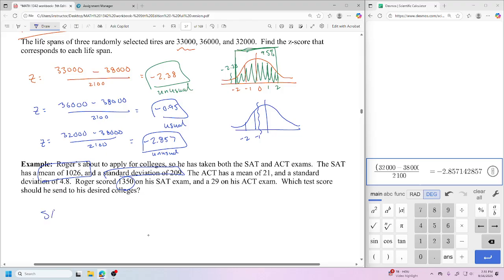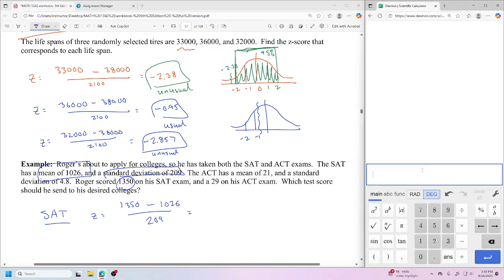So I want to do the SAT and just see what it looks like. So again, value minus mean divided by standard deviation. What's the first number I should put here? Yep, 1350, minus, what's my average? 1026 divided by 209. Very good, thank you. Excellent. Let's see what it looks like.